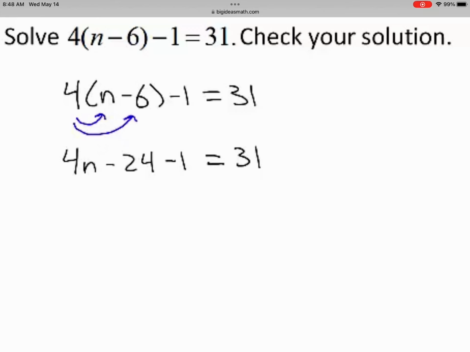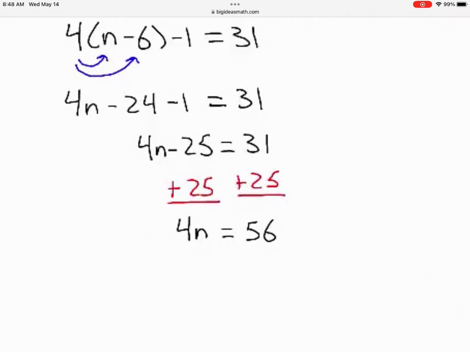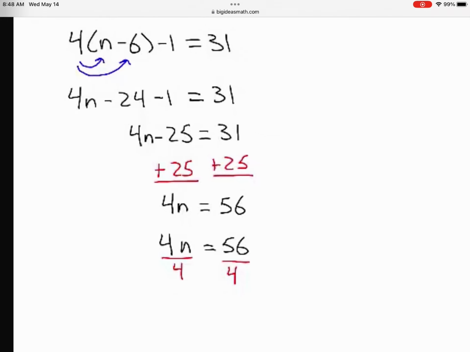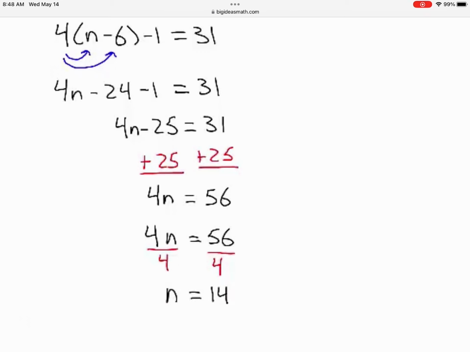Next, combine like terms. Because negative 24 minus 1 is negative 25, 4n minus 25 equals 31. Next, undo the subtraction by adding 25 to each side of the equation. Because negative 25 plus 25 is 0 and 31 plus 25 is 56, 4n equals 56. Next, undo the multiplication by dividing each side of the equation by 4. Because 4 divided by 4 is 1 and 56 divided by 4 is 14, n equals 14.